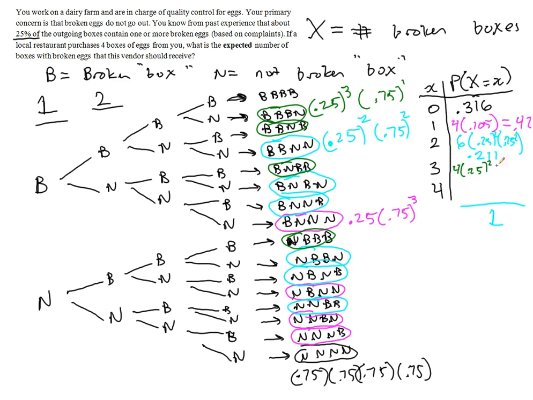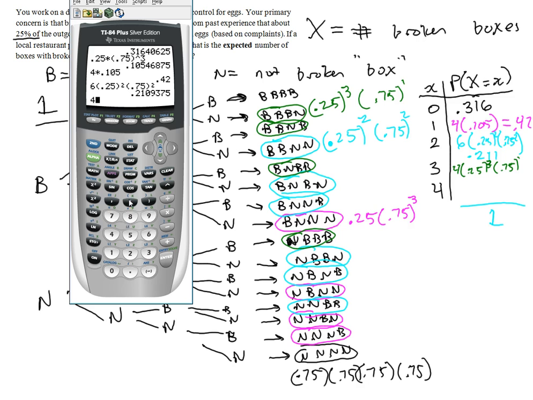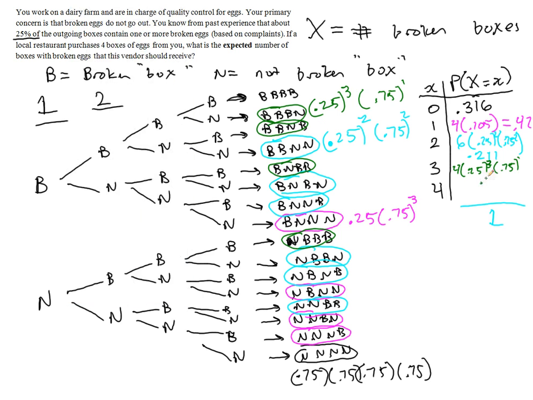I'll just write the whole thing out. Will give us 4 times 0.75 raised to the third power times 0.25. Oh, I'm sorry. I have those backwards. 0.25 and 0.75 should be in the other order. So 25 and 75. Okay, I hit enter and I get a combined probability of about 0.047.